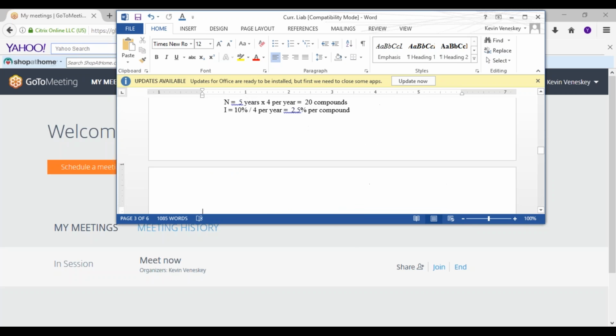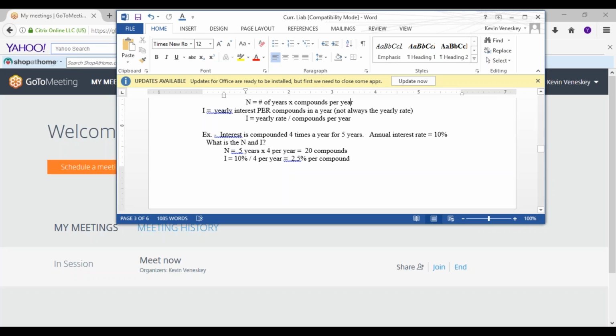So let me give us a little example here to make sure we've got this. Say interest is compounded quarterly, or otherwise saying it compounds 4 times a year, and I'm doing this for a 5-year stint. I have a stated annual rate of 10%, and before you can do any of the charts, you have to figure out, well, what N and I am I going to use?